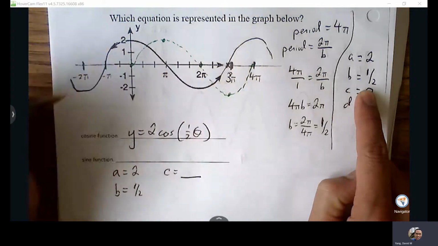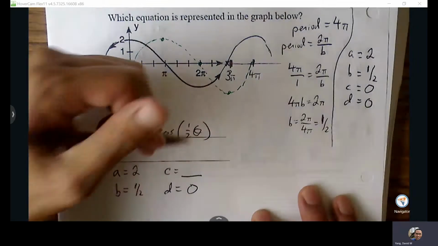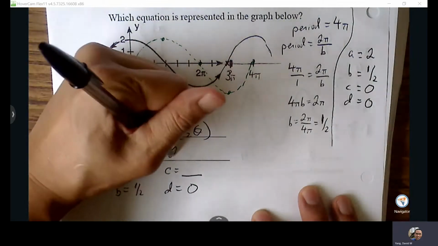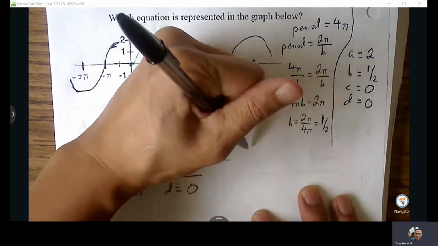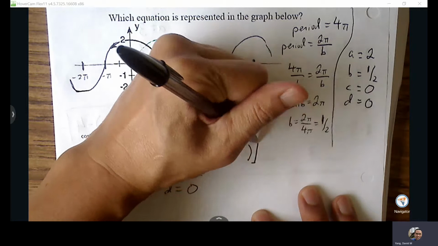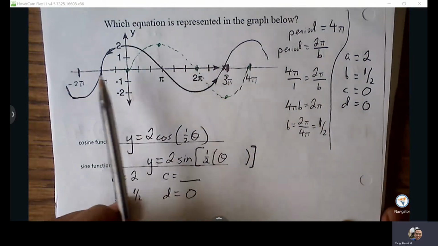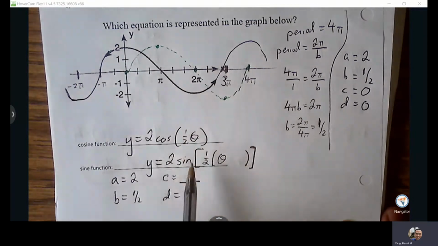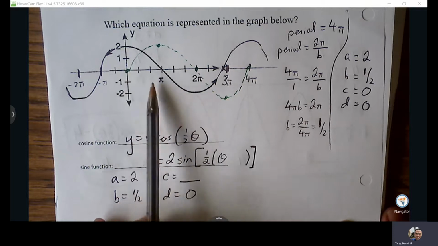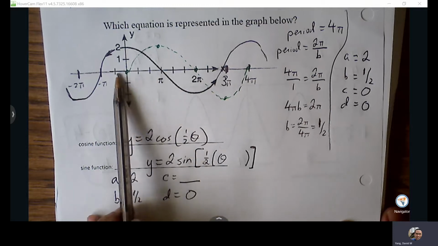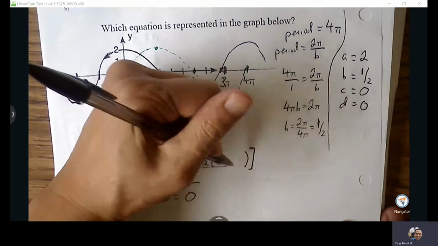Our C value, we'll leave that alone for now. And then our D value, we definitely know is 0. So y equals 2 sine. And now I'm just trying to figure out my final piece of the puzzle. What can I do with this graph in green to shift it to look like the graph I'm trying to target? Okay, it's off by a unit of pi, so I'm going to shift that green graph left, so I'm going to say what? Plus, yep, plus.